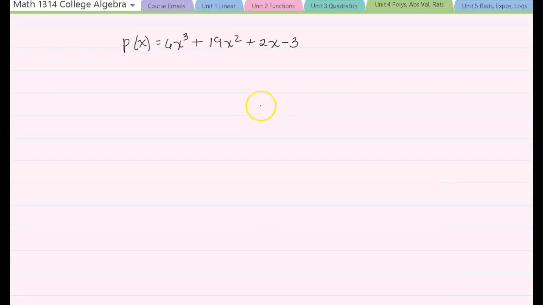Okay, let's put this all together in this example. Find all zeros and factor the polynomial into linear factors, for p of x is equal to 6x cubed plus 19x squared plus 2x minus 3. So where should we start? We start with the rational root theorem so that we can have some possible guesses for our synthetic division.